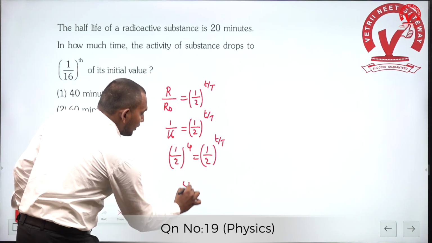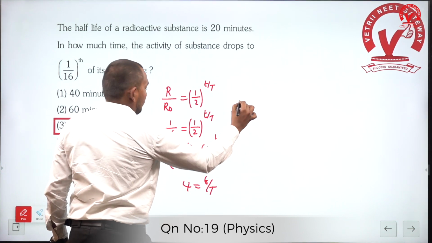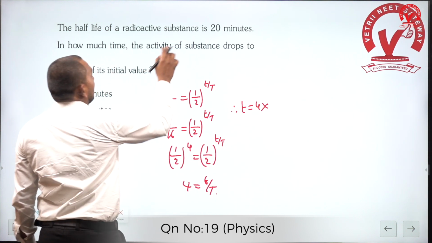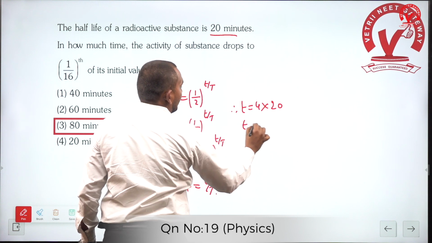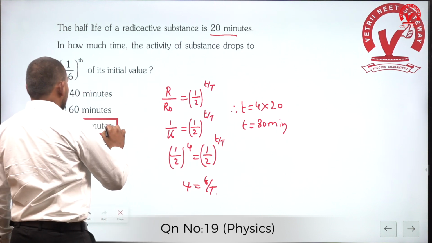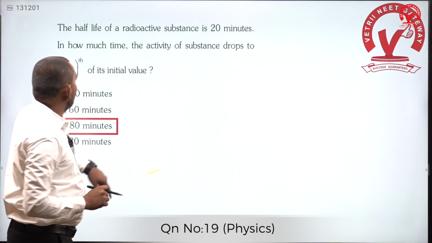Then 4 is equal to t divided by T. Therefore, t is equal to 4 into T value, how much is given? 20 minutes. So you will get 80 minutes. So which option is the correct one? The third one is correct. We'll move to the next one.